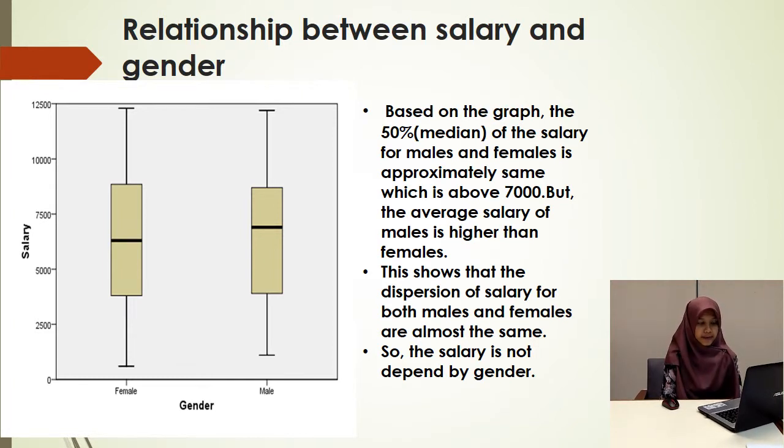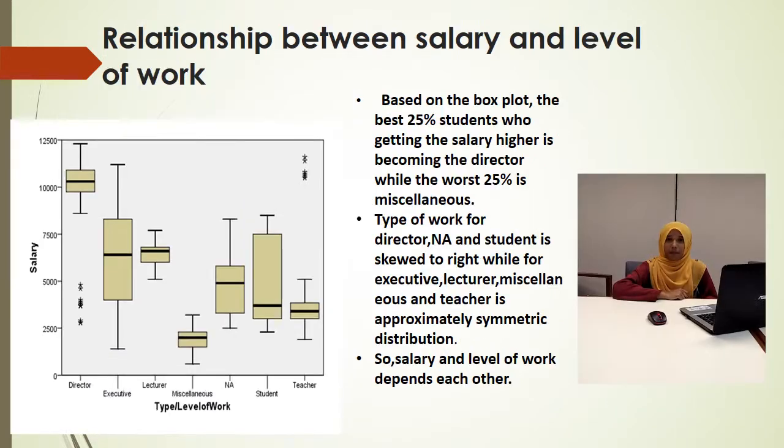Based on the graph, the 50% of the salary for males and females is approximately the same, which is above 7,000. But the average salary of males is higher than females. This shows that the dispersion of salary for both males and females is almost the same. So the salary does not depend on gender.